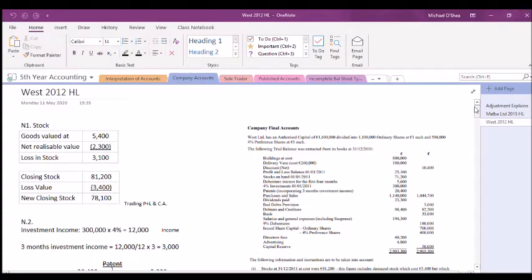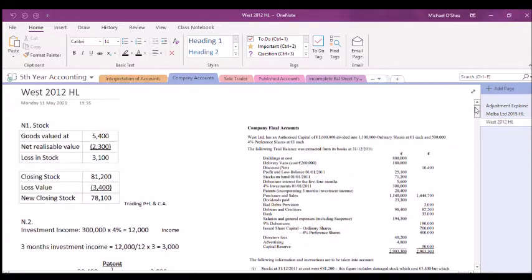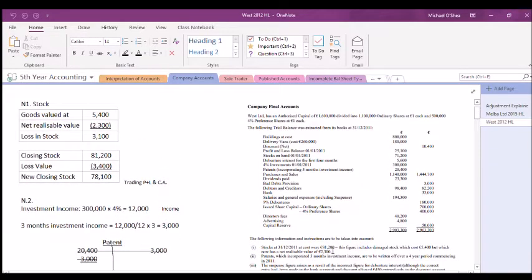This is the company accounts for the 2012 Question West Limited. I'm going to quickly go through most of these notes because they're quite similar to the 2015 one. First one we have here, damaged stock, dropped in value.